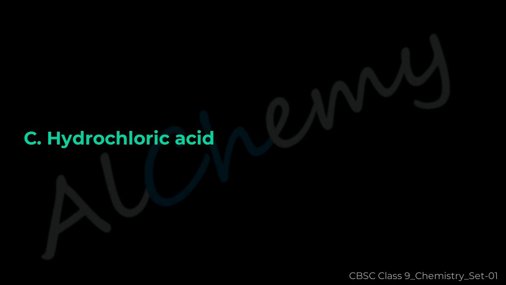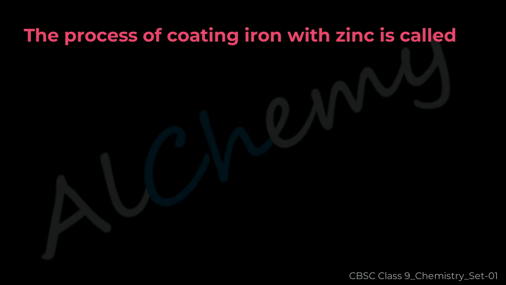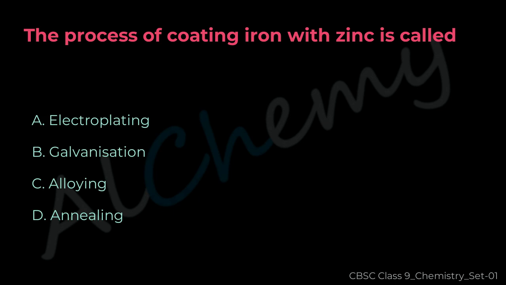The correct answer is C. Hydrochloric acid. Question 37. The process of coating iron with zinc is called: A. Electroplating. B. Galvanization. C. Alloying. D. Annealing.